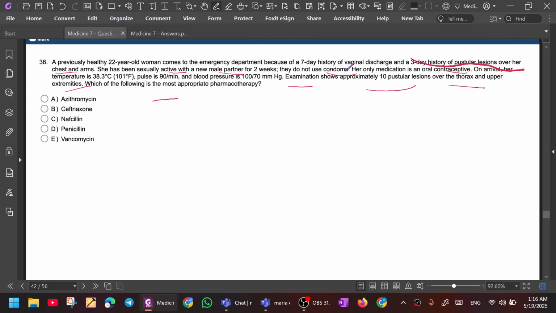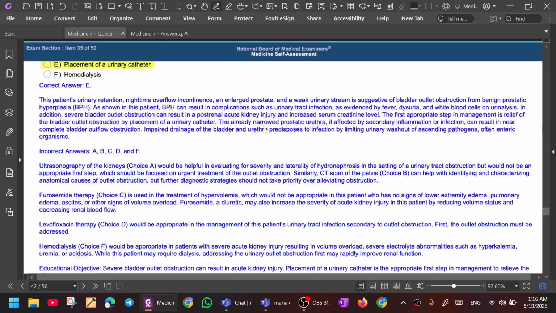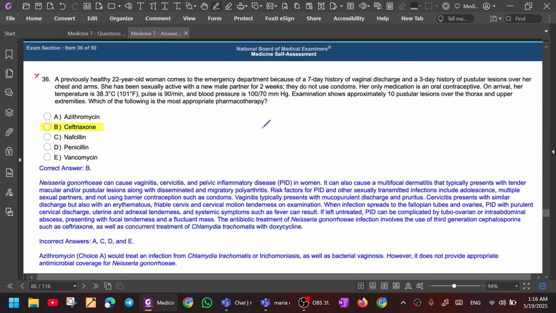What does she have? The only thing is I don't think chlamydia can cause this. I'm thinking, is it DGI? What is DGI? Disseminated gonococcal infection. These days I'm just thinking about the shortcuts, like DGI, AAA, TAA. But yeah, it sounds like it.